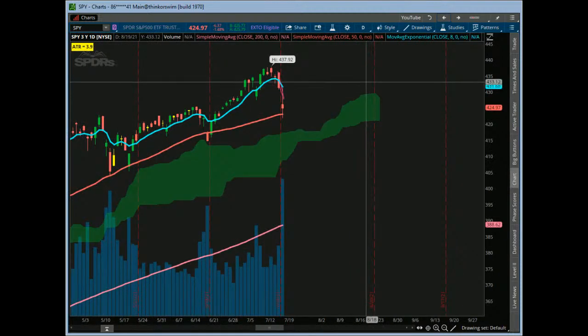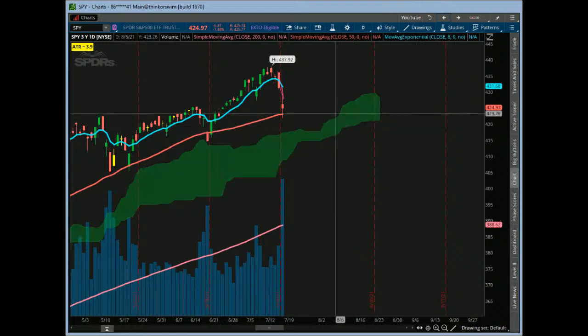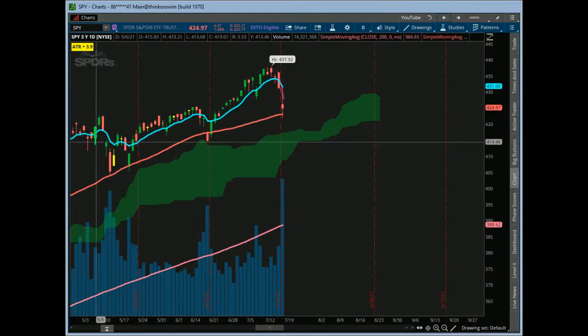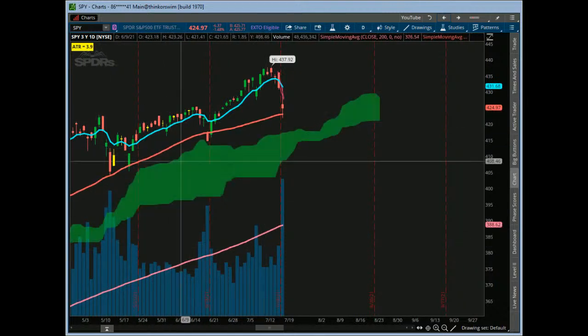So why is the 50-day moving average so important? I don't know. This is a self-fulfilling prophecy, but a lot of folks like to trade off of this. A lot of institutions like to use it. As long as you're above, we talk about being above the 8 EMA for an intermediate trend, right? So for the longer term trend, one of the ones we like to look at here is the 50-day moving average.